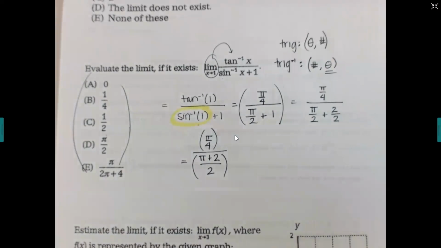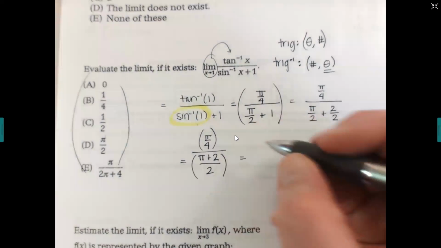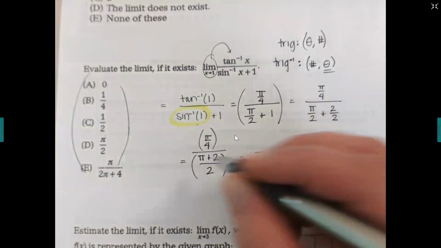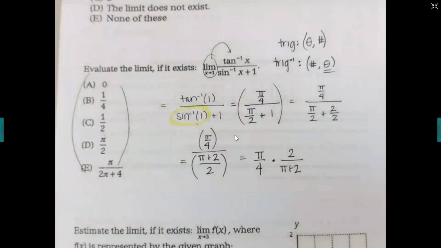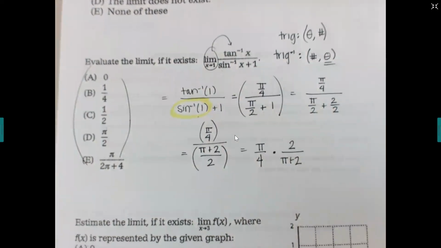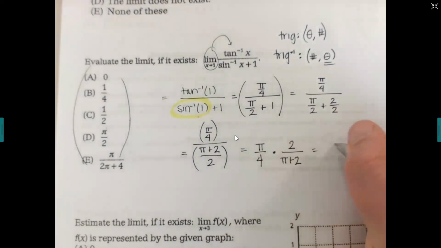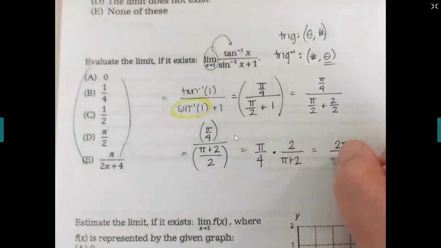So did y'all ever call it copy, change, flip? Keep, change, flip. Okay, so keep the top as pi fourths. Change the divide to multiply and then flip the bottom. So it'd be 2 over pi plus 2. Question, can I cross out the pi? No, that's not a thing. Okay, so what we're going to have to do instead is multiply. So I have pi times 2 is 2 pi. And then on the bottom, I'm going to have 4 times pi plus 2.